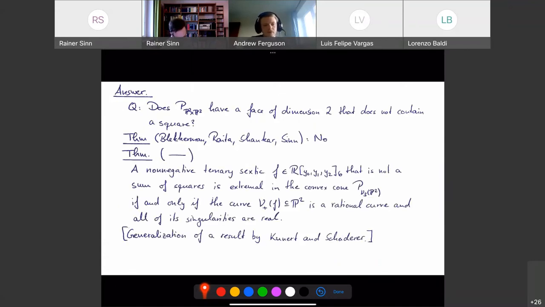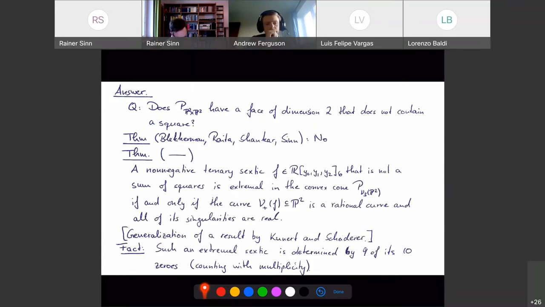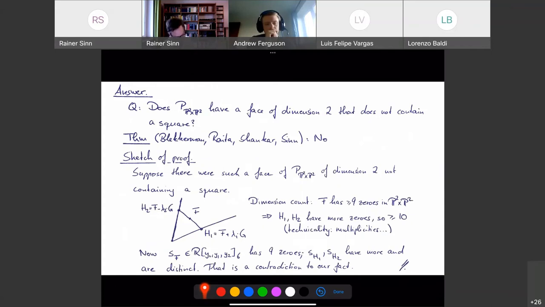Where are the different 9s? This number 9 here, if you have a 2-face of this cone, that you have at least 9 zeros, coincides with the number 9 of the fact. It's a sort of numerology, that numbers come out the right way. I see. Okay.